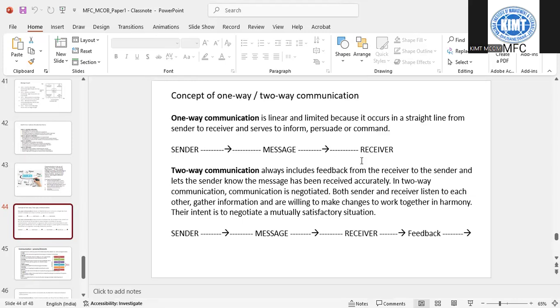So you have different types, two-way and one-way. One-way is linear. Sometimes one-way communication is called linear communication. Linear and limited because it occurs in a straight line from sender to receiver and aims to inform.